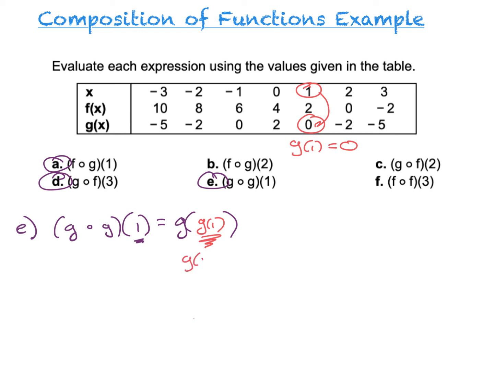Since g of 1 is 0, the input on the inside should now be g of 0. So this red 0 is our new input. Now we go back over to find x equals 0. There we go. So g of 0 is 2.